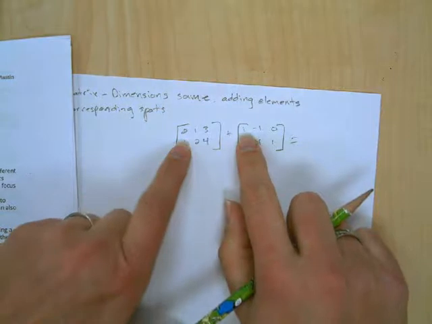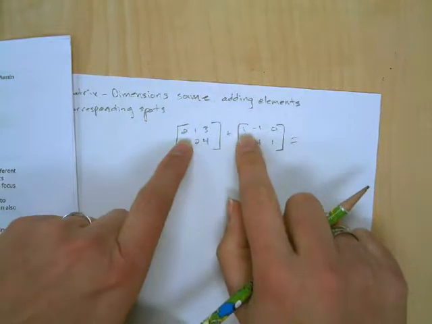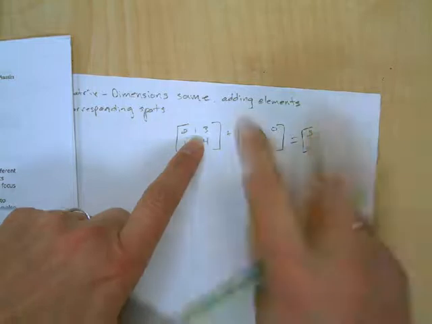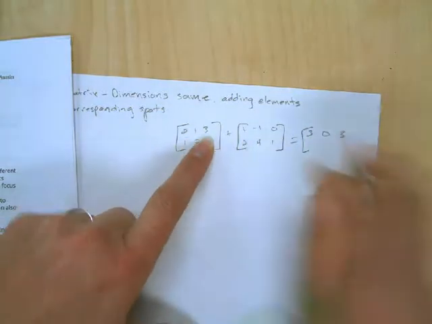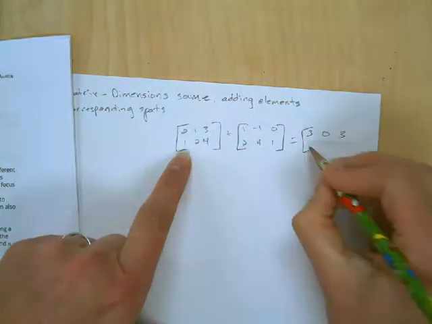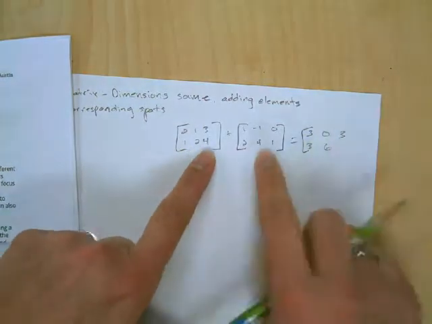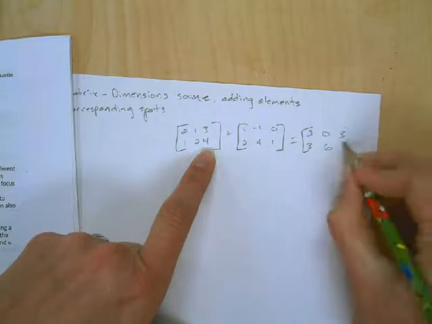So like the first row, first column, you add those together. And then 1 and -1 makes 0. 3 plus 0 makes 3. I'm just adding the things by their spots. 1 plus 2 makes 3. 2 plus 4 makes 6. And 4 plus 1 makes 5. So that's how that goes.